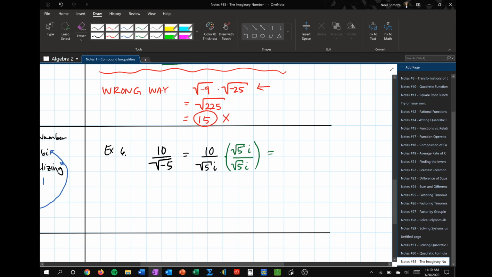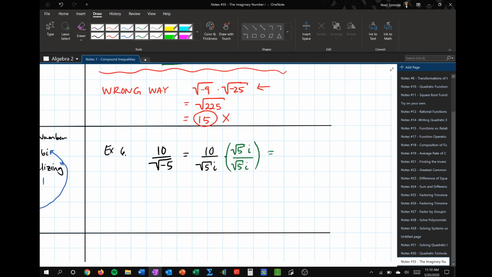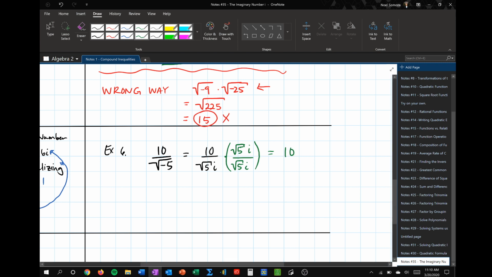Now let's focus here on the numerator first. Remember that 10 is an outside value. 10 is a whole number. 5 is the inside of a square root. Those numbers do not mix. They don't multiply. So really all we do is just write them next to each other. 10 times the square root of 5, and you bring the i with you.